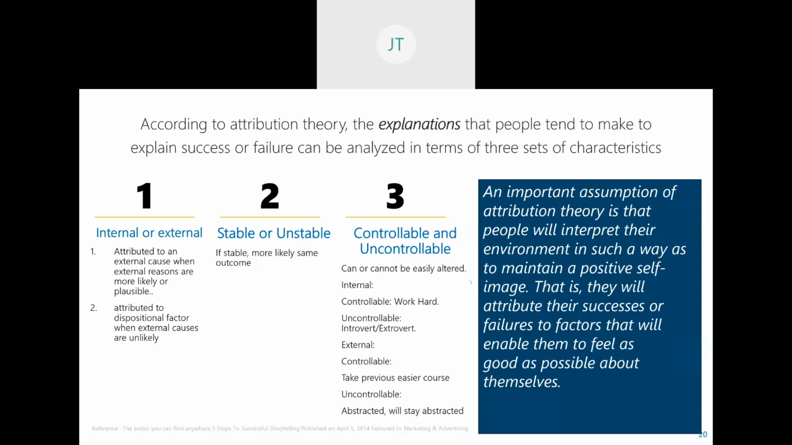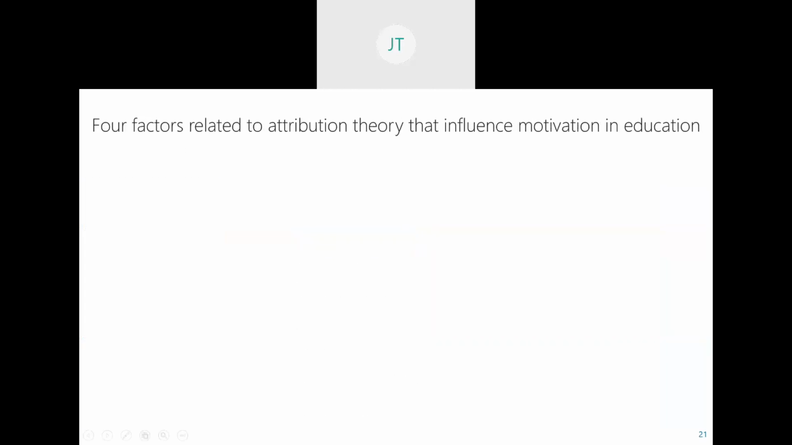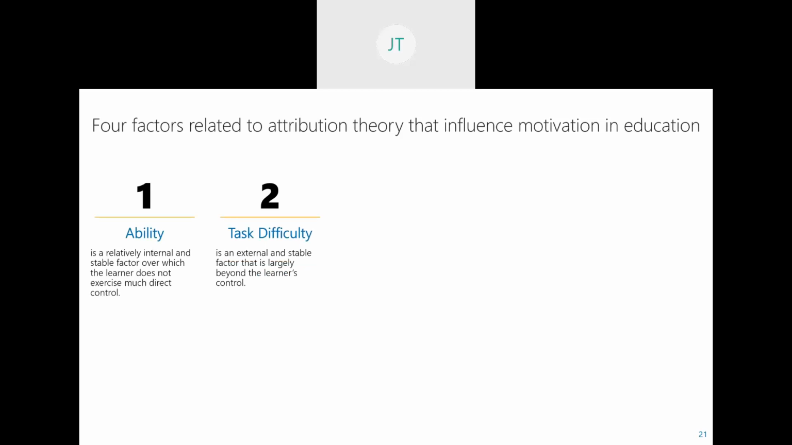Perfect. Okay. Again, anybody else, if you want to pitch in, please interrupt me. Let's continue. So, four factors related to attribution theory that influence motivation in education, right? This is one place where attribution theory is very strongly used, but it has applicability outside. So, ability is a relatively internal and stable factor over which the learner does not exercise much direct control. I mean, it's my ability to study, for example. The task difficulty is an external and stable factor that is largely beyond the learner's control, for example.